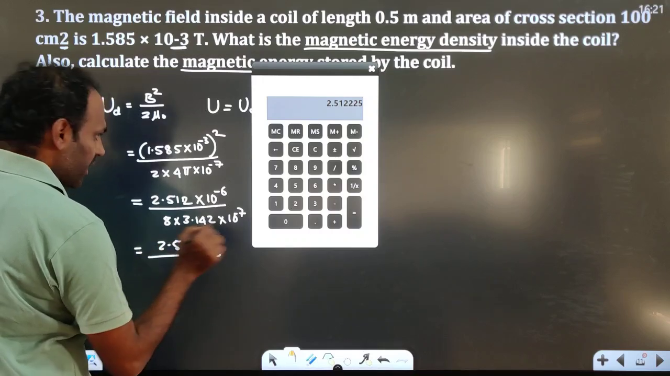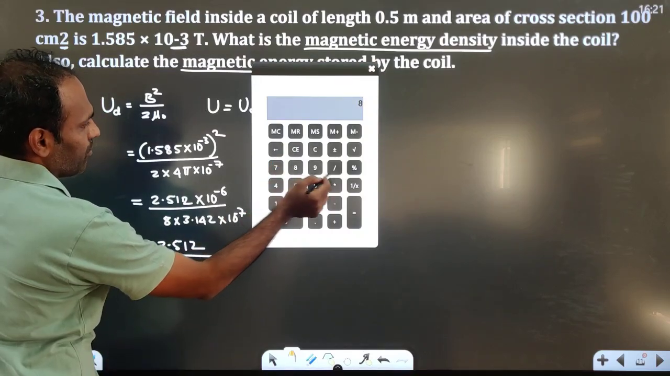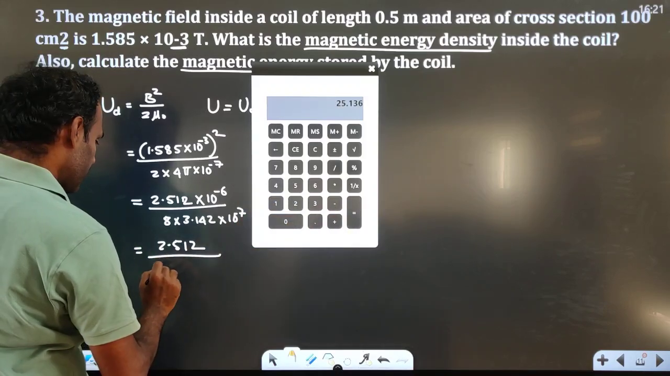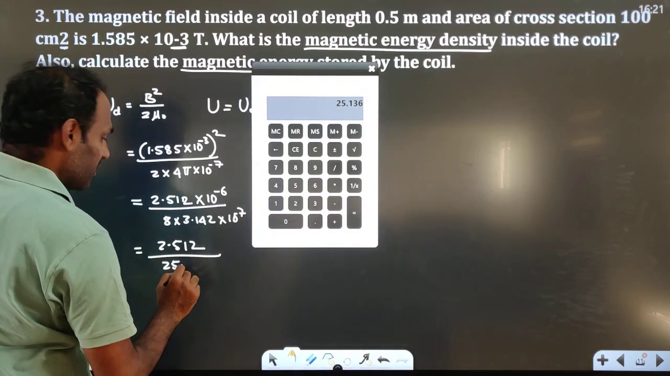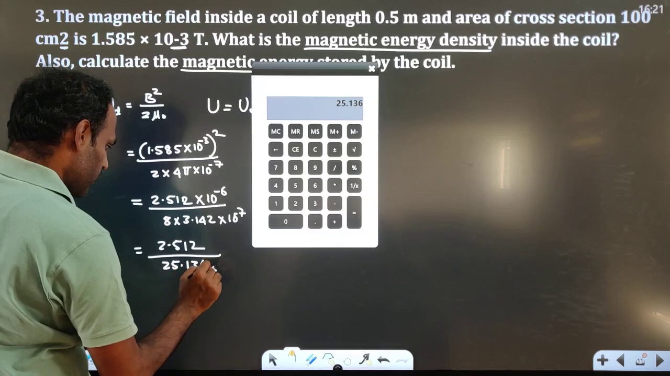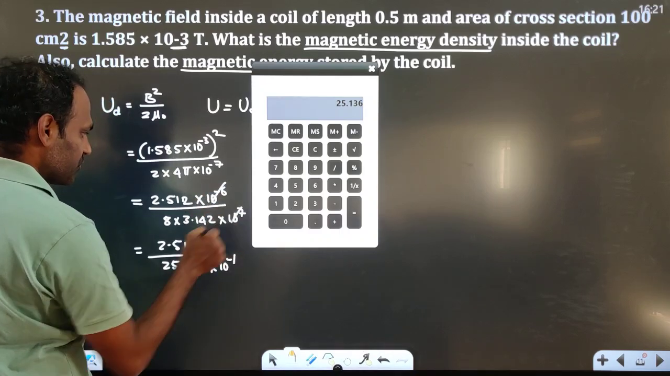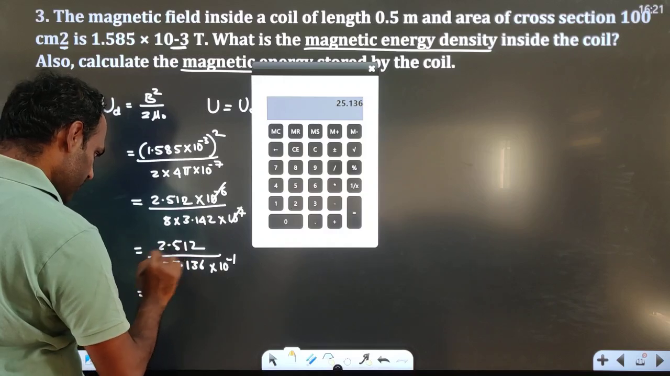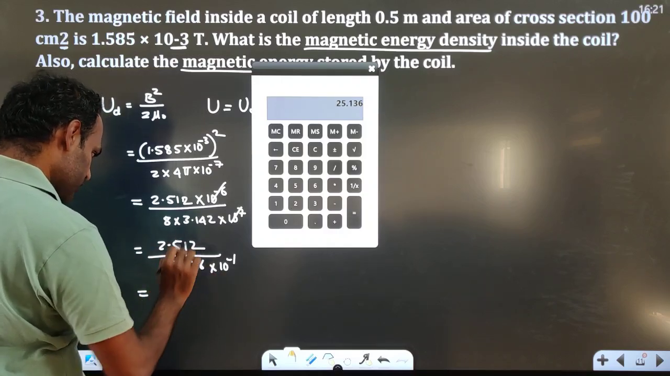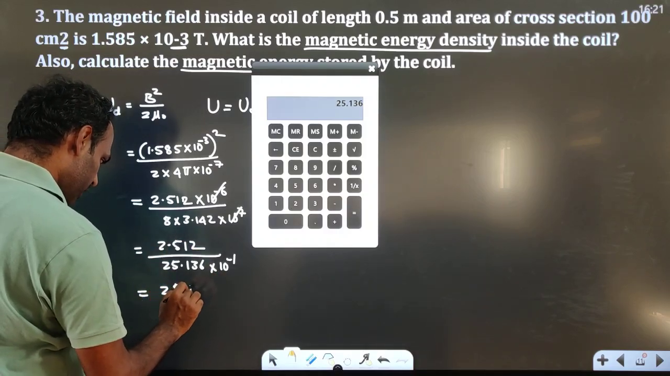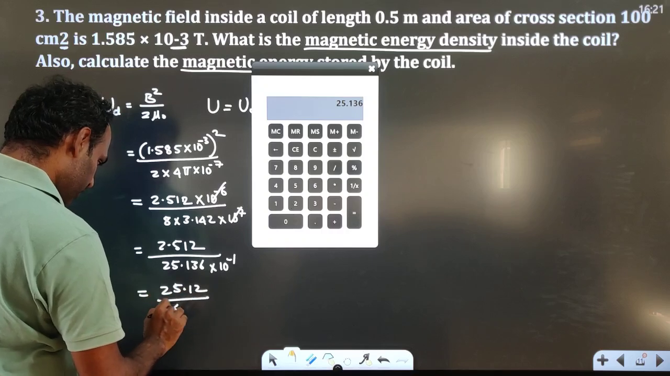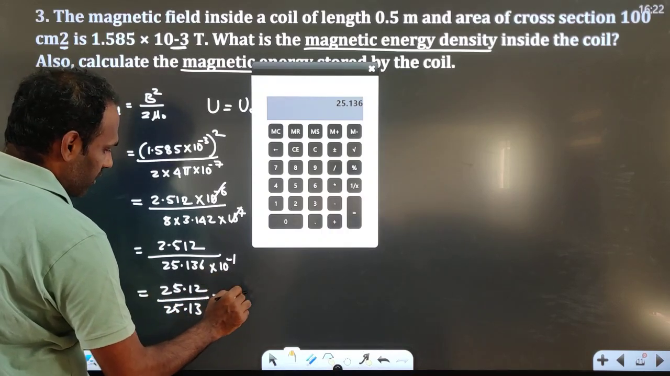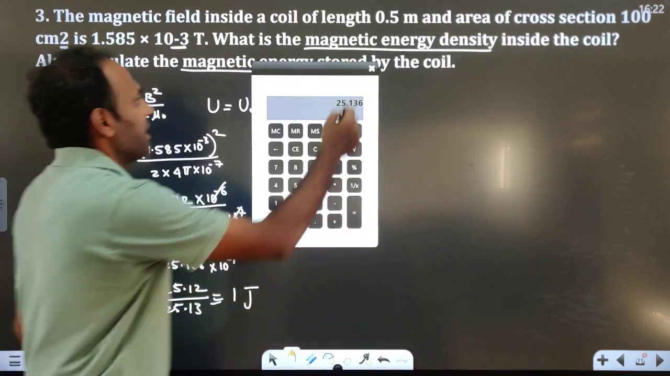2.512 divided by 8 into 3.142, that will be 25.136 into 10 to the power minus 1, minus 6. So if I take 10 to the power minus 1 to the numerator, it will be 25.12 and this will be 25.13. Almost it will be equal to 1 joule. This much will be the energy.